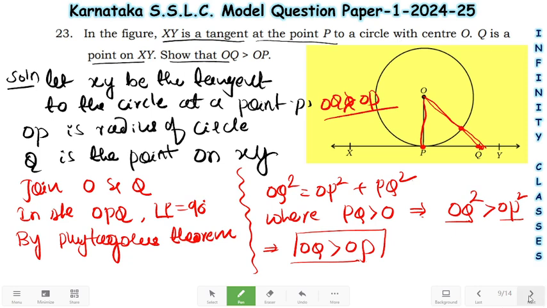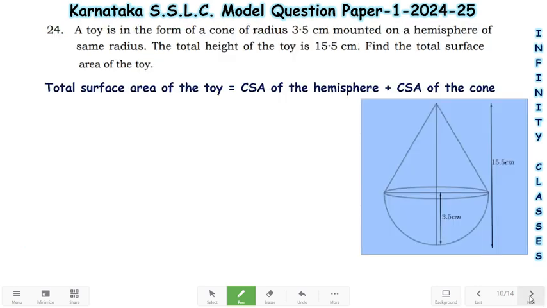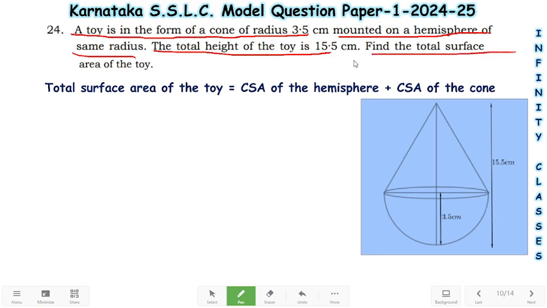Now next question, that is question number 24. We are going to solve. A toy is in the form of a cone of radius 3.5 centimeter mounted on a hemisphere of the same radius. Here the hemisphere is mounted to the cone of same radius, means the radius of the cone is equal to the radius of hemisphere. The total height of the toy is 15.5 centimeter. Find the total surface area of the toy.